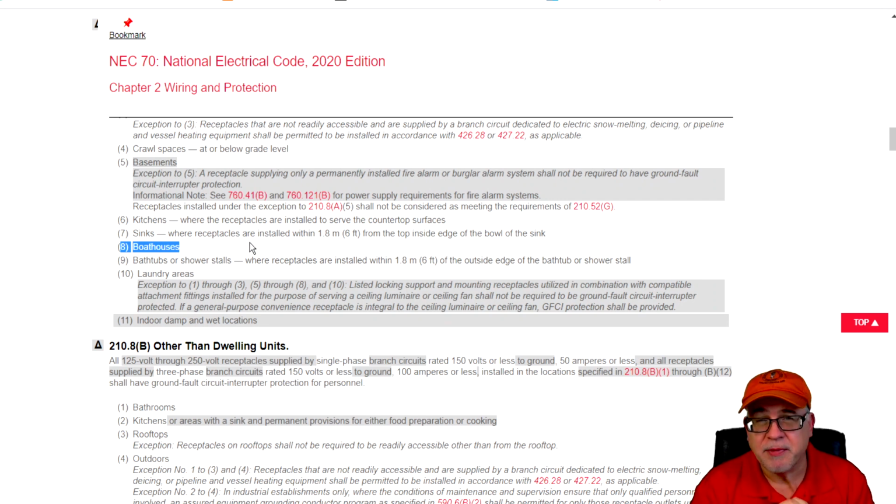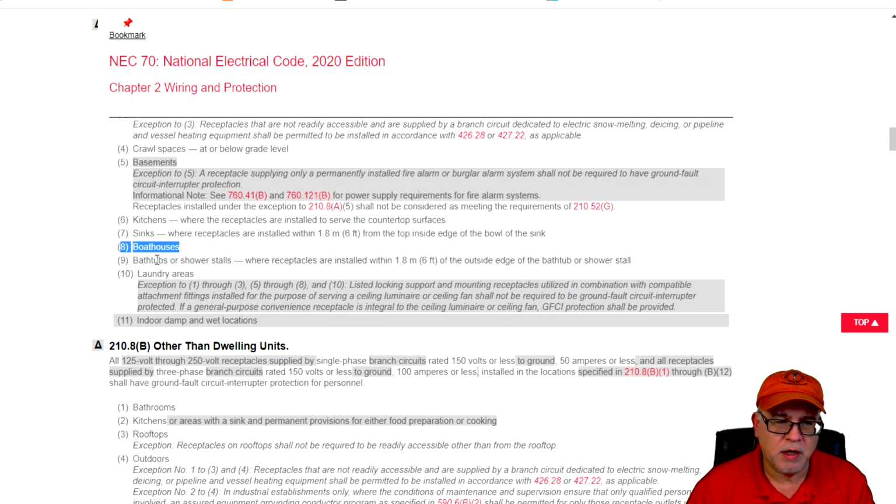Okay? So receptacles that are located in boathouses are going to have to be GFCI protected. Doesn't give us any parameters otherwise. It just literally makes a statement. All 125 through 250 volt receptacles that are 150 volts or less to ground are going to have to be GFCI protected in a boathouse, period.